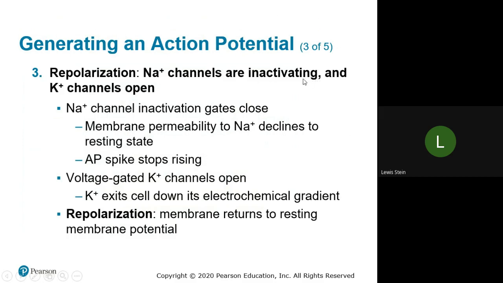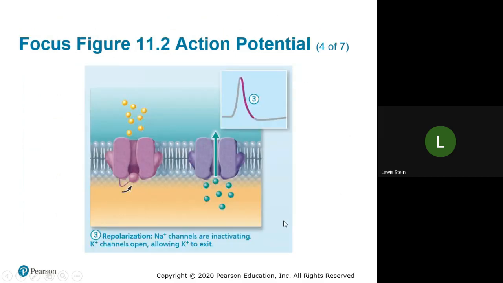Repolarization, the sodium channels inactivate. The potassium channels, if they are technically closed, they're blocked. Potassium channels open, membrane permeability of sodium down, action potential stops rising, and now it immediately begins to decline. And you see in nerves, it's a very, very rapid, distinctive spike. Okay, so potassium exits, repolarization, membrane returns to its resting membrane potential. So you see here, it looks like it's open, but it's blocked. Here, everything's exiting out.